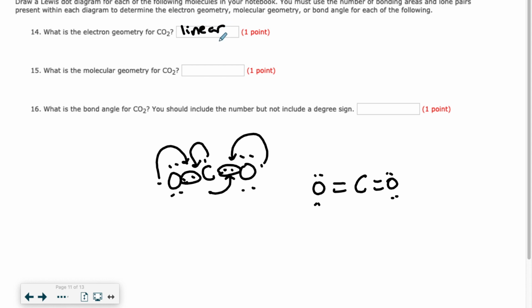So we have linear, linear, and then 180.